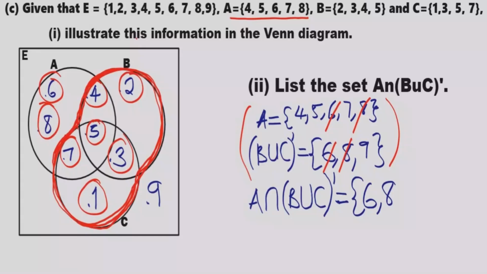Then the members of set A are finished, even though we haven't looked at 9. If 9 is not found in set A, that means it can't be an element that is found in both. So like that, we have now identified the members of A intersection B union C complement. Basically, this is the answer.